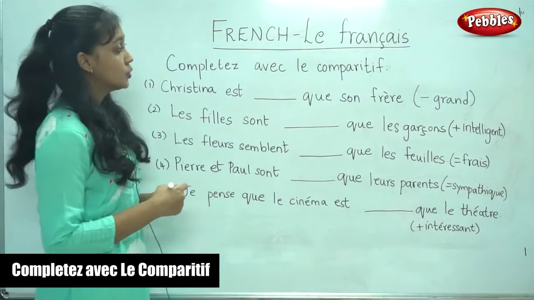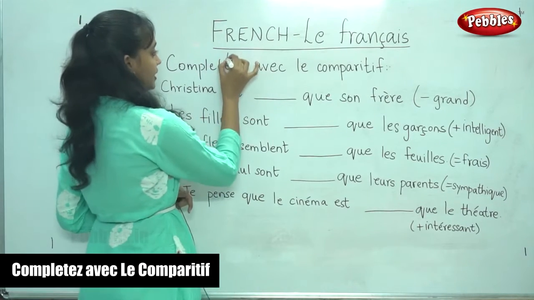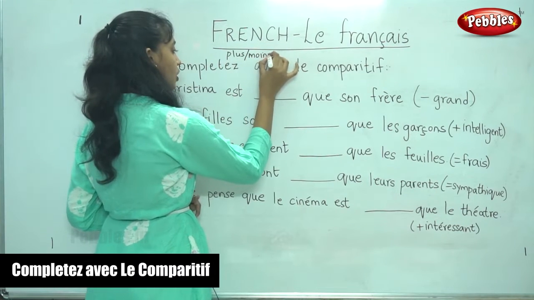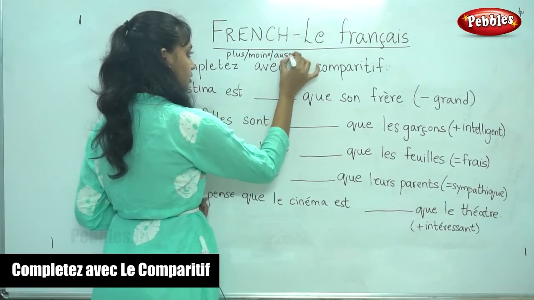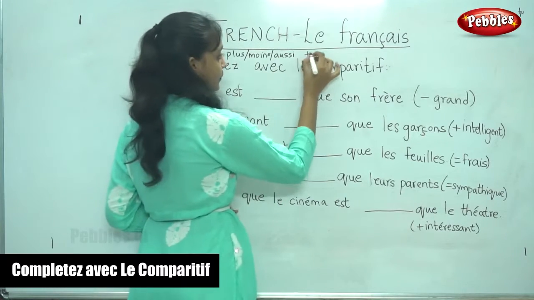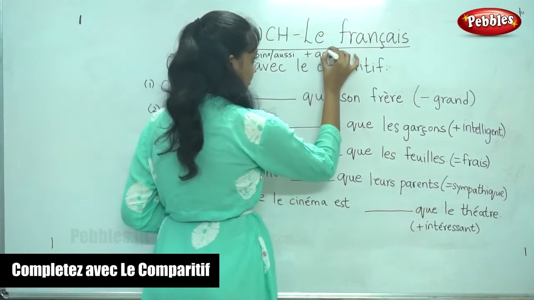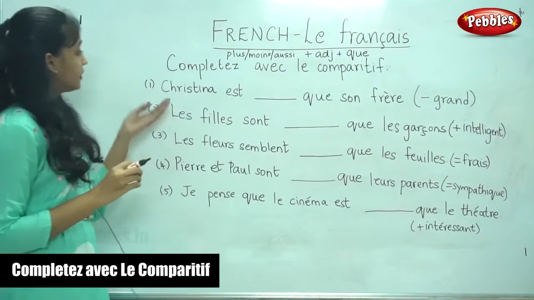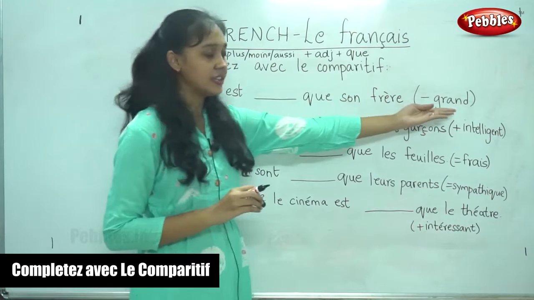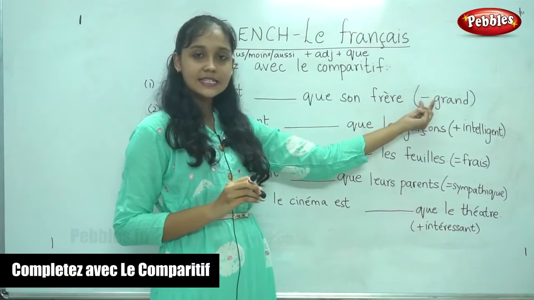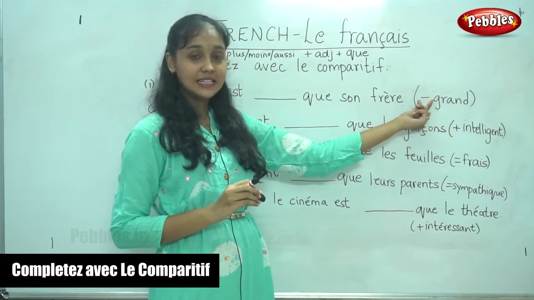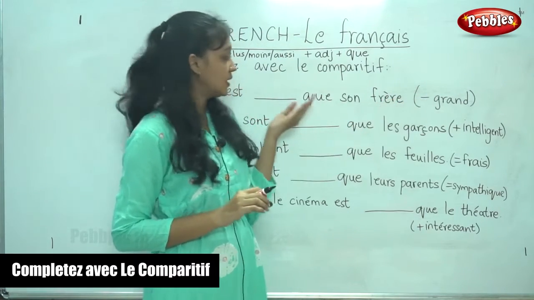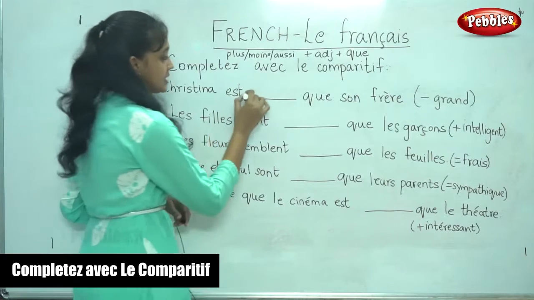Now, what are the rules for comparative? We have to write either plus or moins or aussi, followed by the adjective plus que. Now, for the first sentence, what is given in the bracket? We have the minus sign here. The minus sign indicates inferiority. Now, what is the word we would use to indicate inferiority? It is moins.